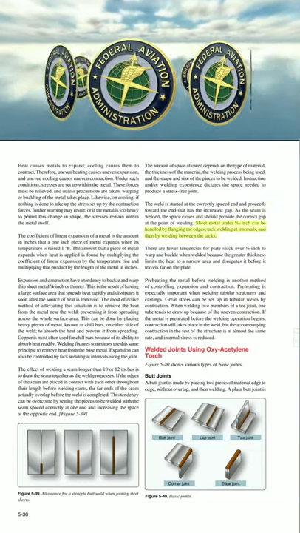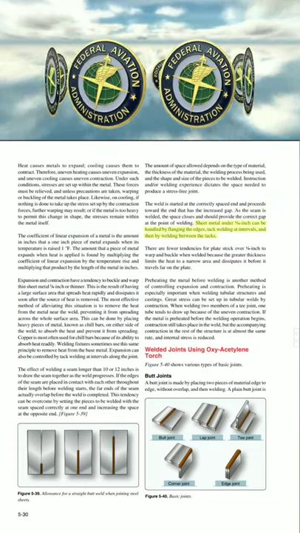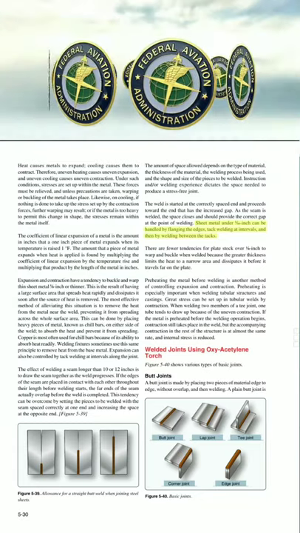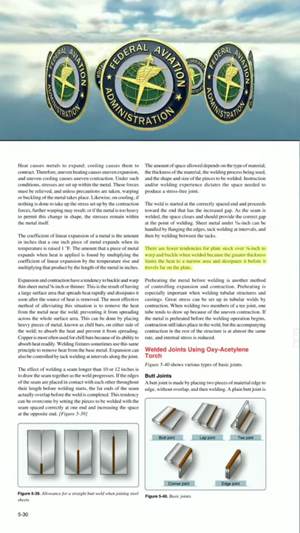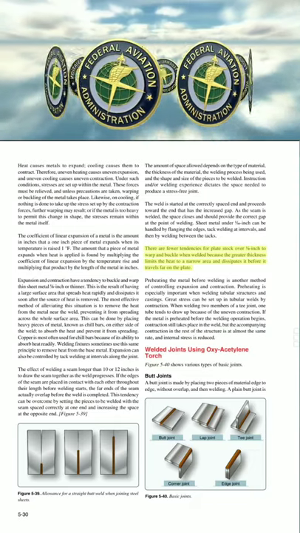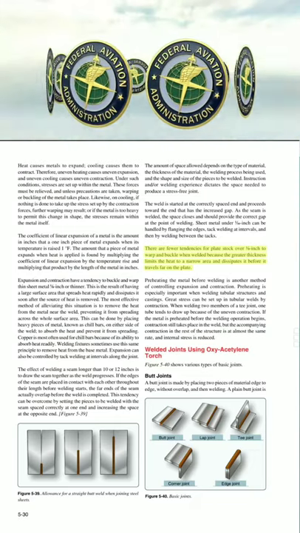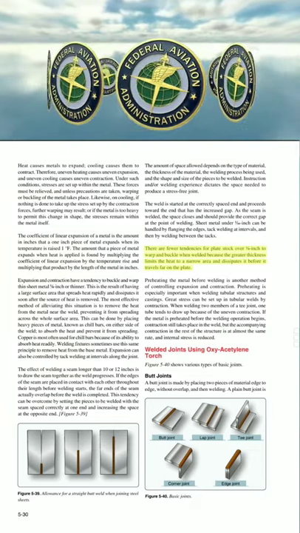Sheet metal under 1/16 inch can be handled by flanging the edges, tack welding at intervals, and then welding between the tacks. There are fewer tendencies for plate stock over 1/8 inch to warp and buckle when welded, because the greater thickness limits the heat to a narrow area and dissipates it before it travels far on the plate.